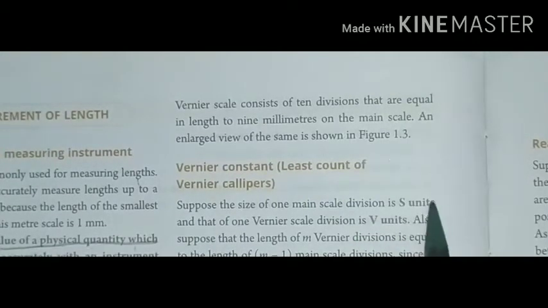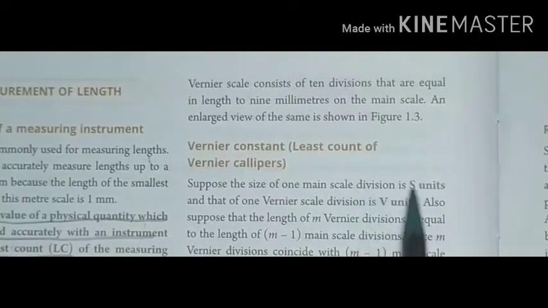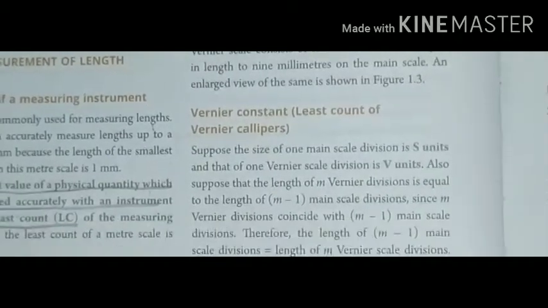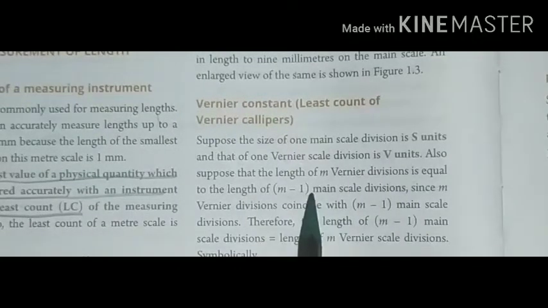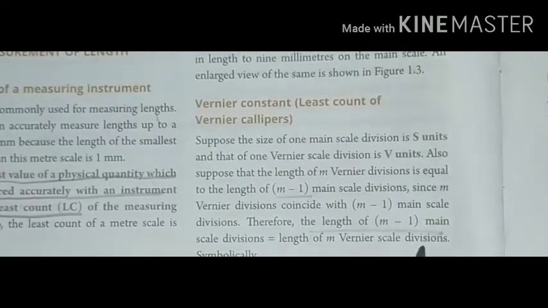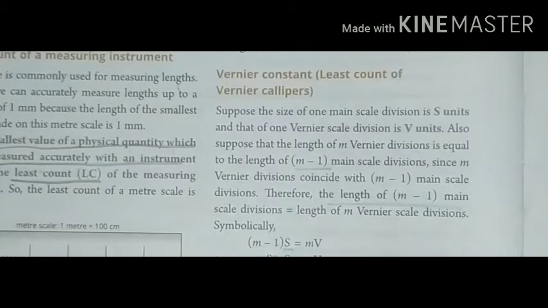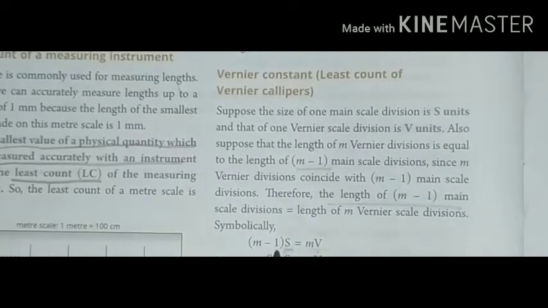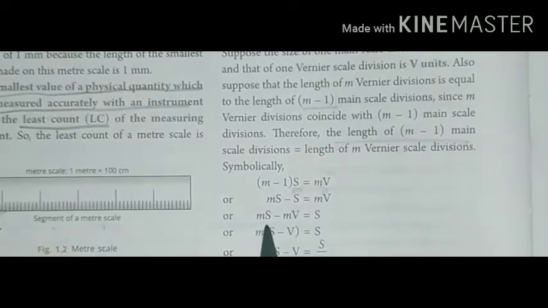Now the vernier constant, that is the least count. How do we find the least count? Suppose the size of one main scale division is S and of one vernier scale division is V. Suppose the length of M vernier divisions is equal to the length of M minus 1 main scale divisions. So MV equals (M minus 1) S, that is MS minus S equals MV, so MS minus MV equals S.